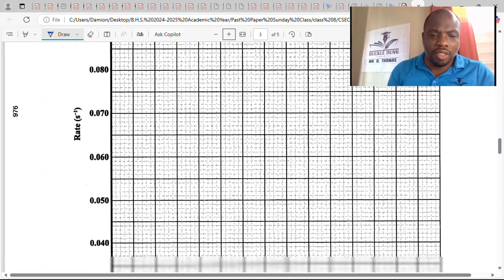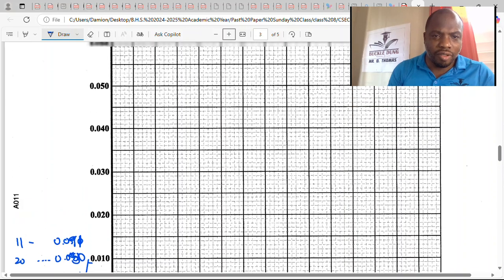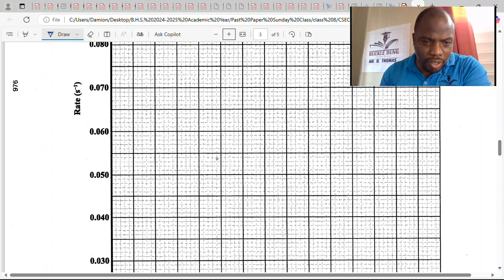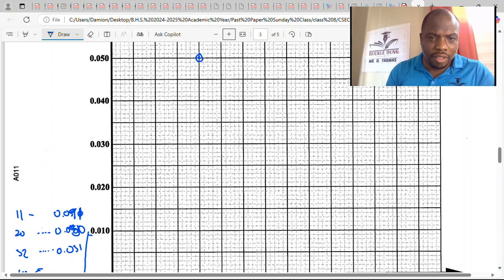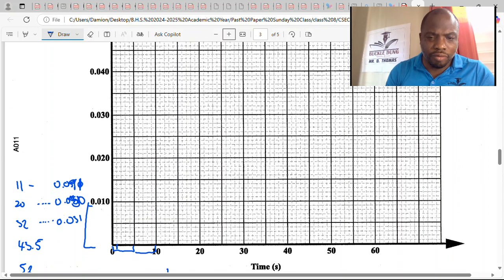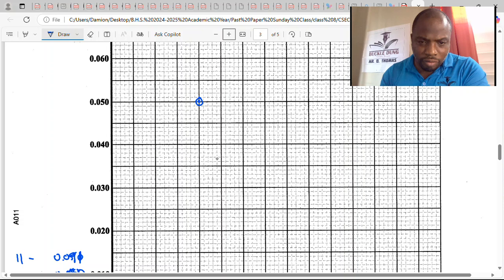The next one at 20. We go to 0.050, not true? 20, so right answer. Yeah? 32. 32 is 0.031. So 32.